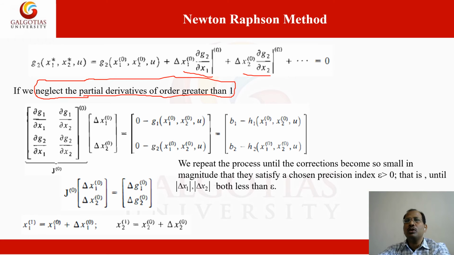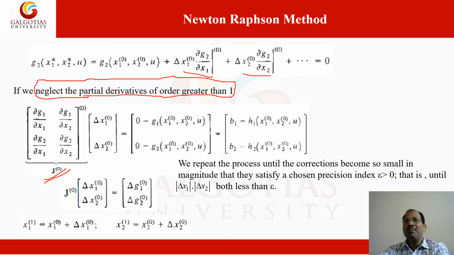Then we convert these two equations into matrix form. This is del G1 by del x1, del G1 by del x2, and similarly del G2 by del x1, del G2 by del x2. These are evaluated at the initial values, meaning the first guess. This is the deviation vector. This is nothing but what is called the Jacobian matrix. You can get the Jacobian matrix values using the partial derivatives when putting in the iteration values of x1 and x2.